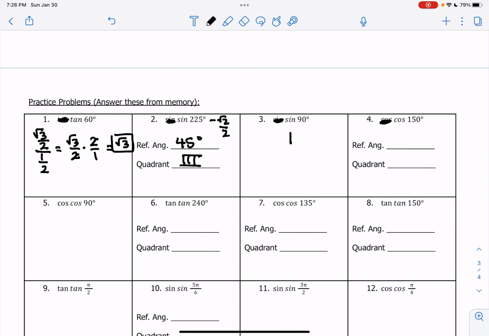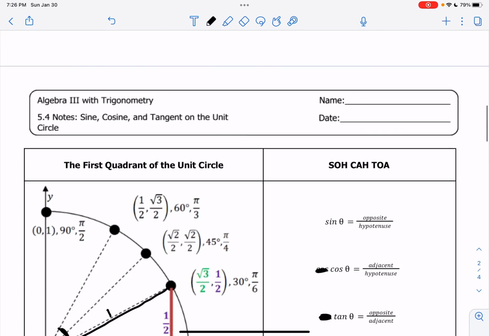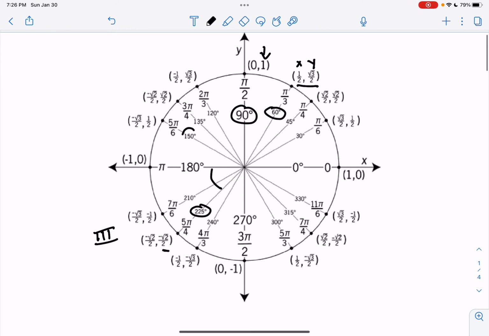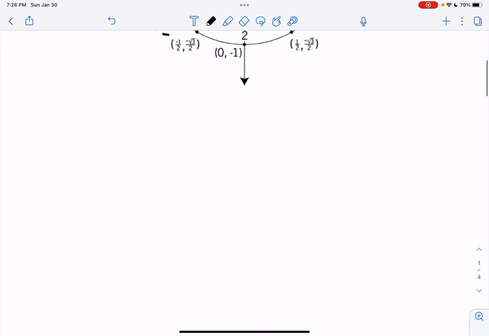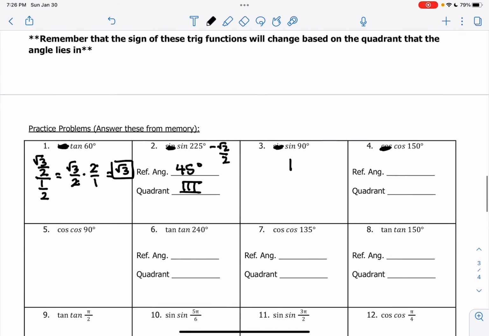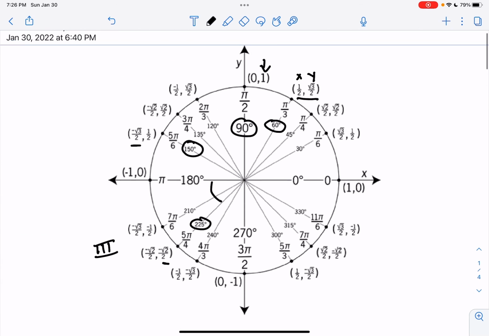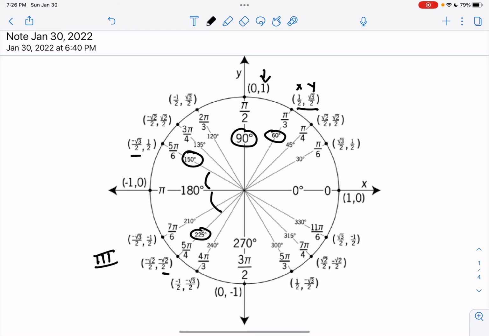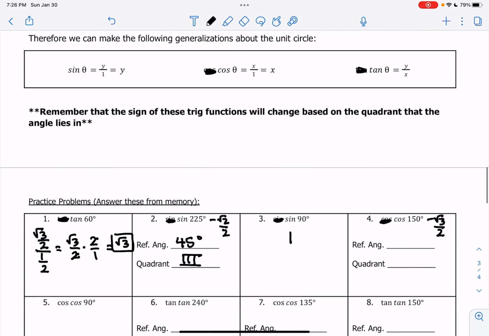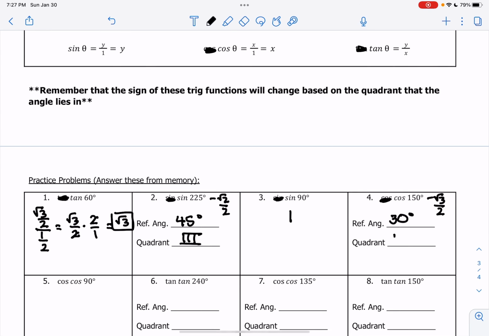So let's do number 4. The cosine at 150 degrees. I'm going to go to 150 degrees, and the cosine is x. And so that would be negative square root of 3 over 2. But what was the reference angle at 150 degrees? And what quadrant is that? So 150 degrees is here. Here's the reference angle. That's just 30 degrees. And I'm in quadrant 2. So the reference angle, 30 degrees, and I'm in quadrant 2.